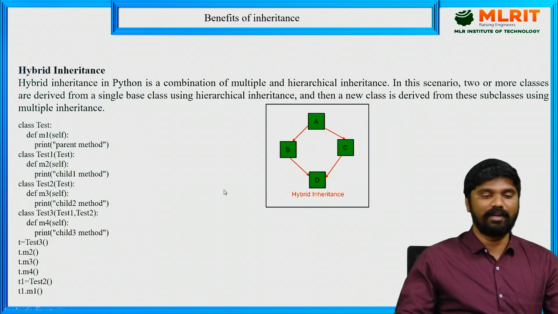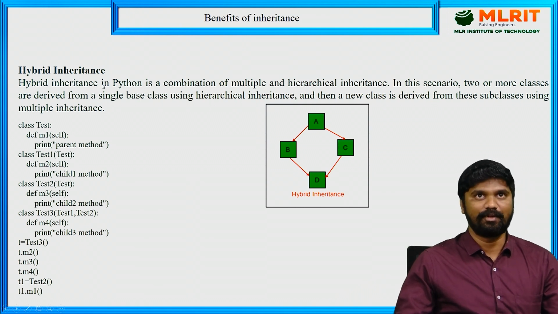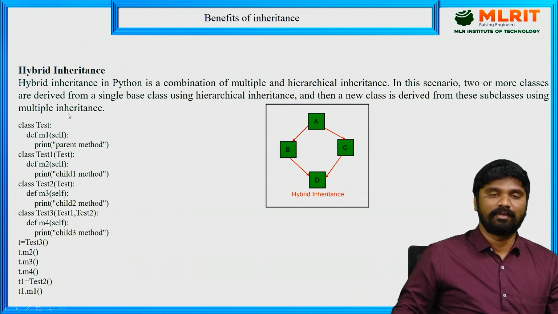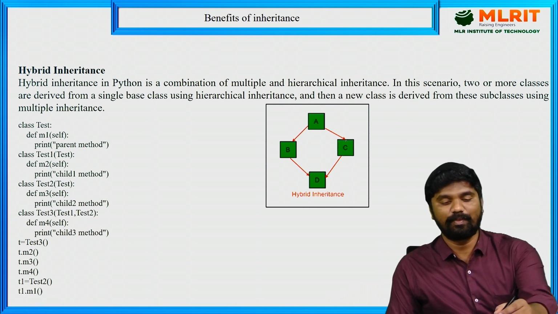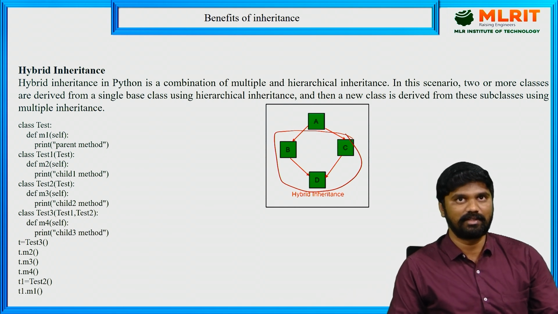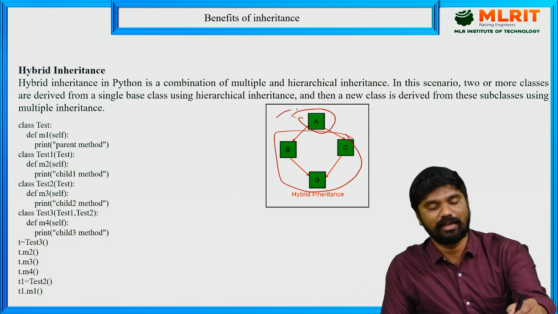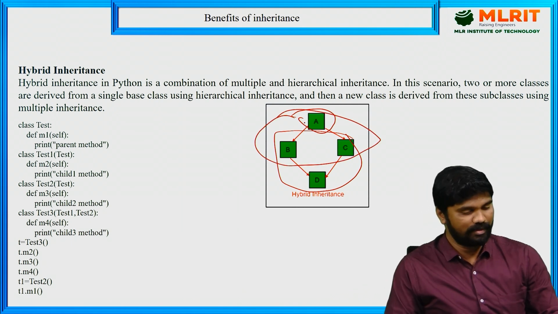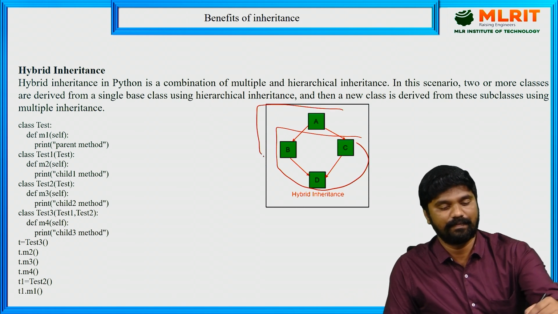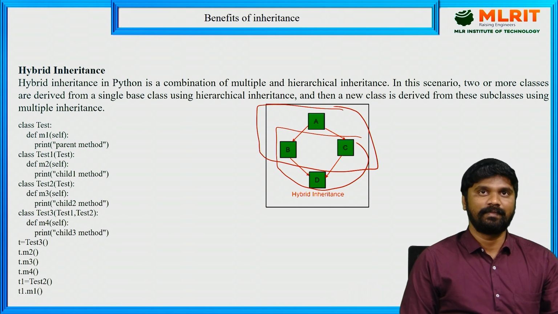Now hybrid inheritance. Hybrid inheritance in Python is a combination of multiple and hierarchical inheritance. Multiple inheritance contains two parent classes and one child class. Hierarchical inheritance is one parent class and two child classes. So this is the multiple inheritance and this is the hierarchical inheritance.